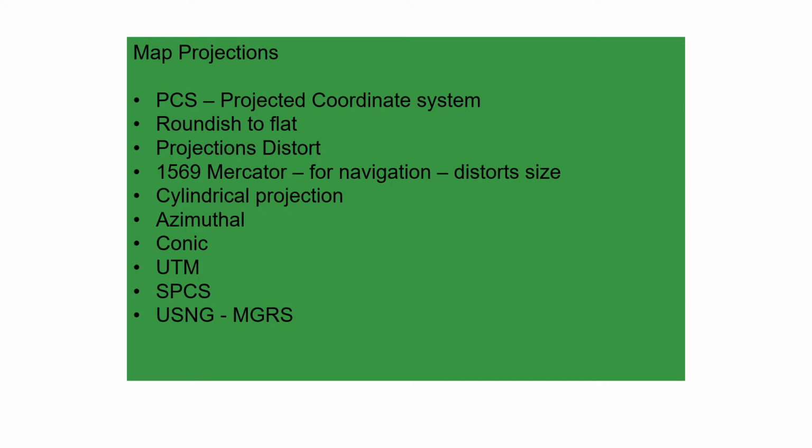This is not a new concept. In 1569, Mercator developed a really good projected coordinate system, and it was primarily used for navigation. The downside of it is it distorts sizes. It's a cylindrical projection. There are also other ones: azimuthal, conic, universal transverse Mercator, the state plane coordinate systems, and others.